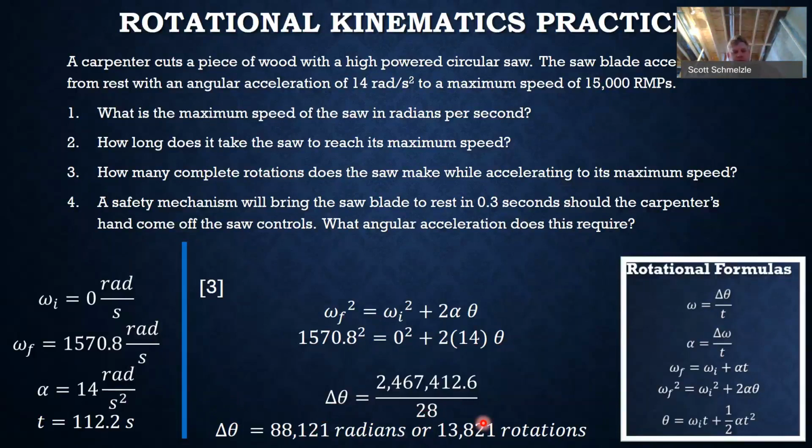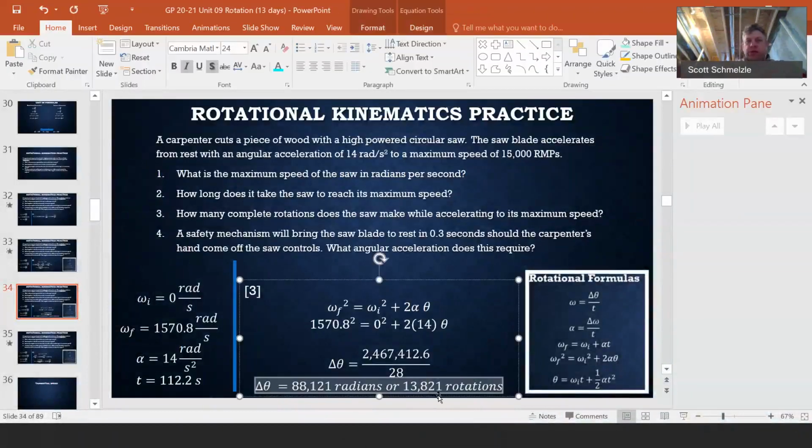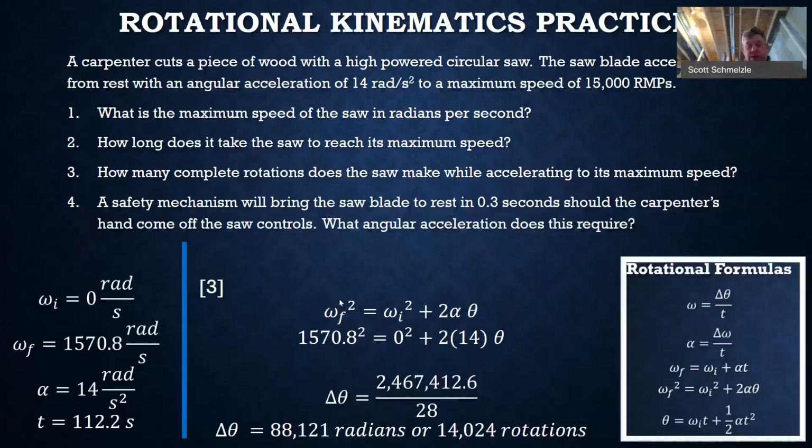Oh, wait. Hold on. Messed it up. I forgot some numbers in there. I forgot a 4 in there. Let me fix that. So this should actually be 88,121 divided by 2 pi. That is actually 14,024. Now, just so you know, it is 14,024.8927.